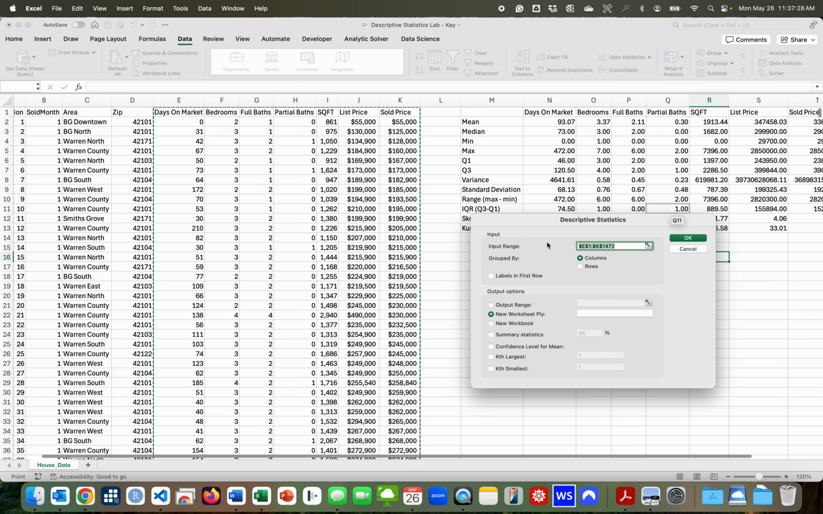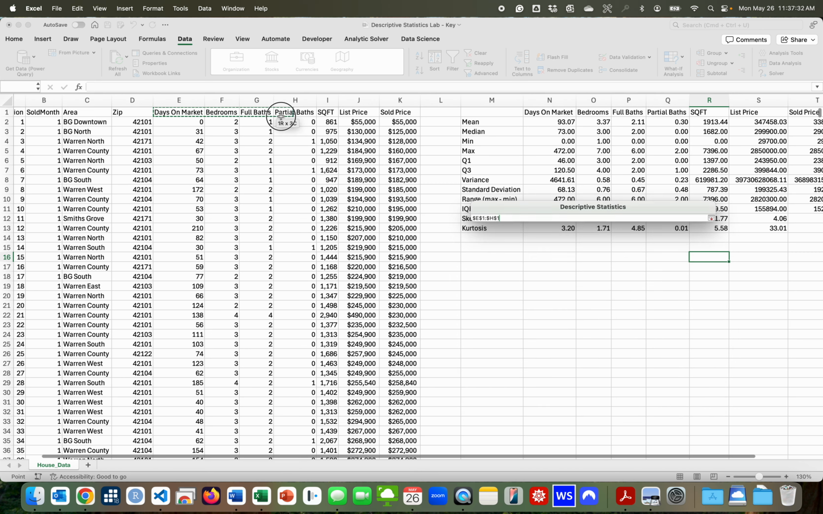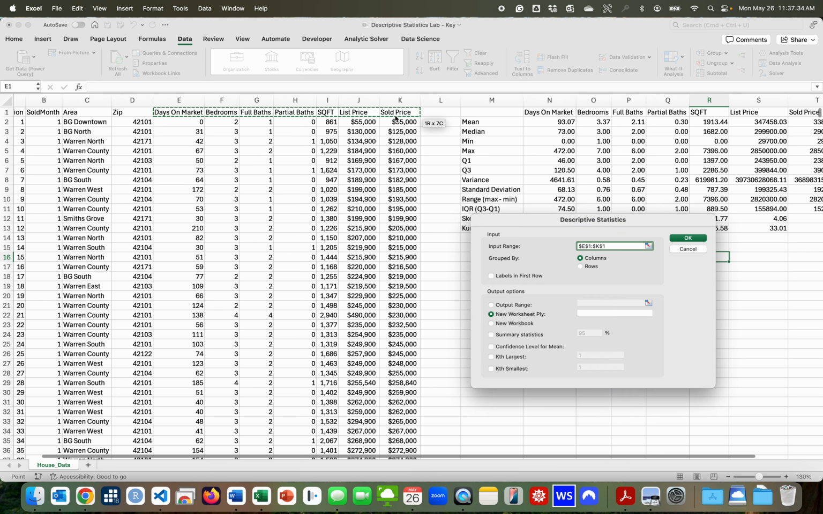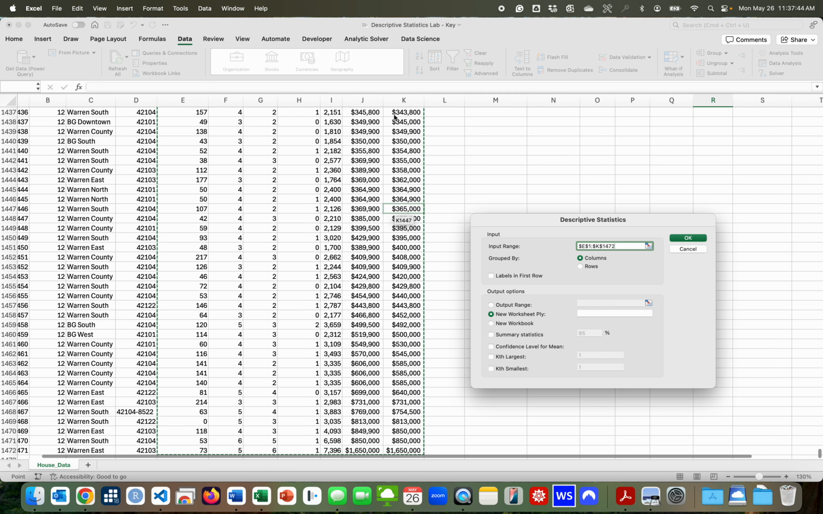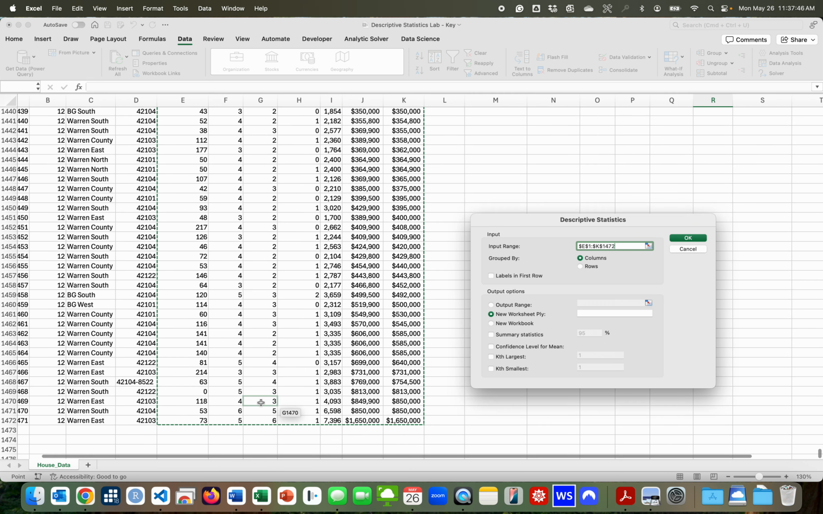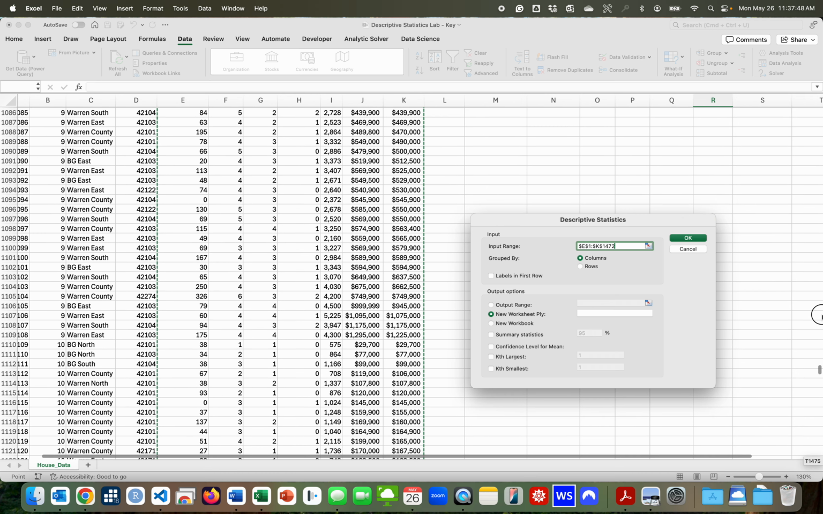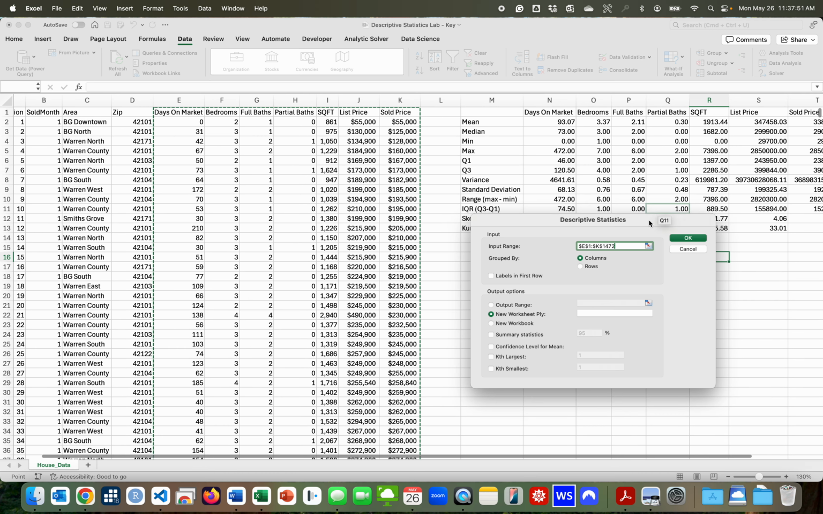Let me just do that one more time. So I'm going to highlight the range of data right here. On a Mac, you do Command Shift down. On a Windows machine, you would do Control Shift down. I'm going to go Command Shift down, and that's going to highlight the full range of data. So that's the data that I want to be described.